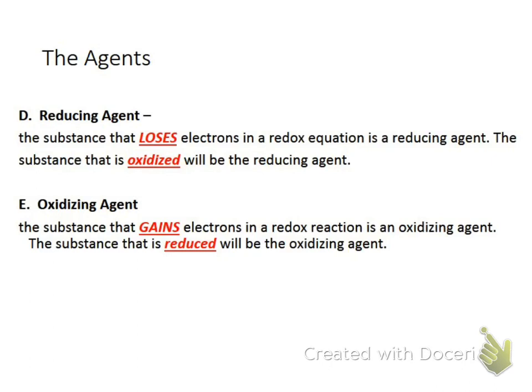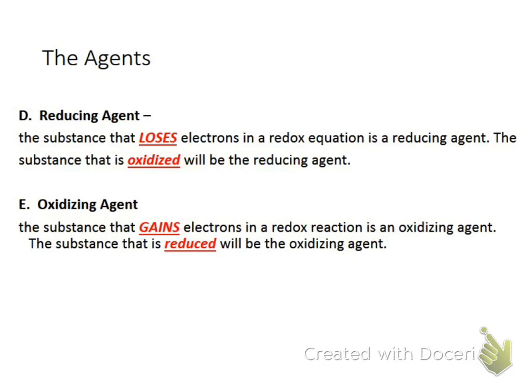All right. Let's talk about the agents. The reducing agent is the substance that loses electrons in an oxidation-reduction reaction. Wait, let me start over. The reducing agent is oxidized, meaning it lost electrons, but it causes the other thing to be reduced. So we call it a reducing agent. The oxidizing agent is the substance that's reduced, but because it's reduced, it causes the other thing to be oxidized. So we call it an oxidizing agent.